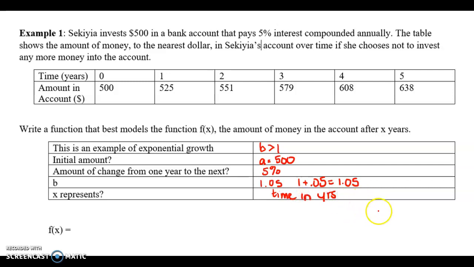Remember, I have that general form, f of x equals a times b to the x power. I know my a is 500. My b is 1.05. And I know that my x is time in years. So really, for these exponential functions, we just need to find a and b.